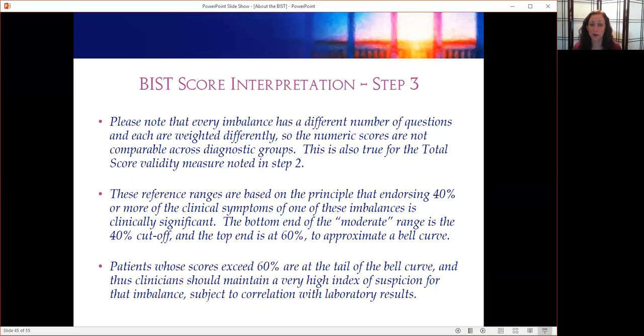The reference ranges are based on Dr. Walsh's principle that endorsing 40% or more of the clinical symptoms of an imbalance is clinically significant. So the bottom end of the moderate range is the 40% cutoff, and then the top end we set at 60% in order to better approximate a bell curve. So patients whose scores exceed 60% are at the tail end of the bell curve, and therefore clinicians should maintain a very high index of suspicion for that imbalance. So these are the ones that, if their laboratory values come back not quite what you're expecting, have those rerun, maybe have them go get drawn somewhere else because something is not right.